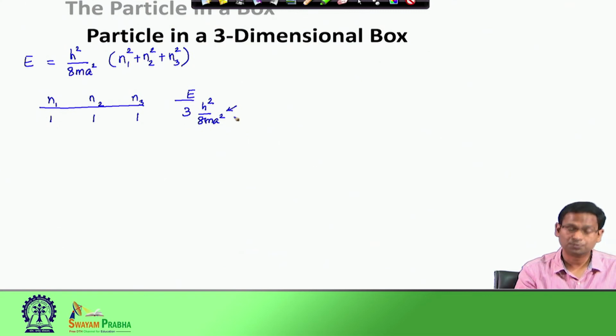This is the lowest possible energy in a particle in a 3-dimensional box. If you remember, the lowest possible energy in the particle in a 1-dimensional box was h square by 8 m l square. There was no 3 in it. So, this energy is the zero point energy.